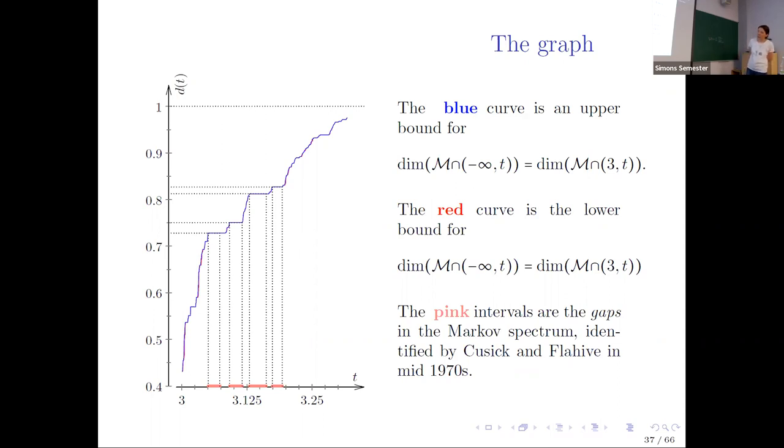Furthermore, there were gaps in these sets known a long time ago. Our estimates agree very well with the earlier results. In particular, these four tiny intervals on the real line are the gaps in the Markov and Lagrange spectra. And our function indeed is constant on these intervals, as it should be.